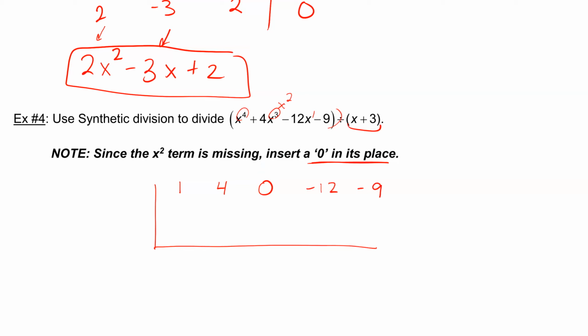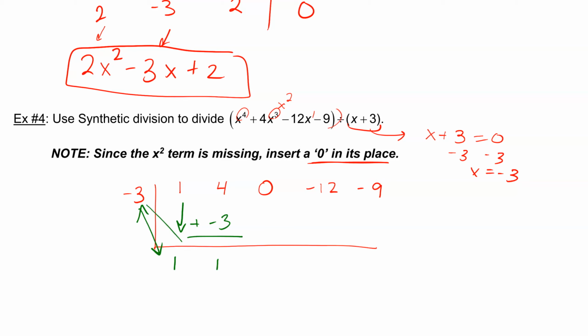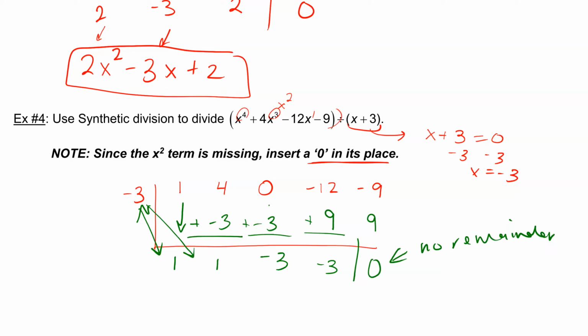-12 and -9. All right, I set the thing I'm dividing, x plus 3 equal to 0, to see what number I put on the outside. So since it's -3, I put it here. Bring down the first number. Multiply these two together. Add these two. Multiply -3 and 1. Add these two together. Multiply those two together. Add -12 and 9, so it's -3, and then multiply -3 times -3 is 9, which is 0. Once again, guess what? No remainder, because it goes evenly. And if you did long division, you would get this exact same answer. It's just synthetic is so much faster.